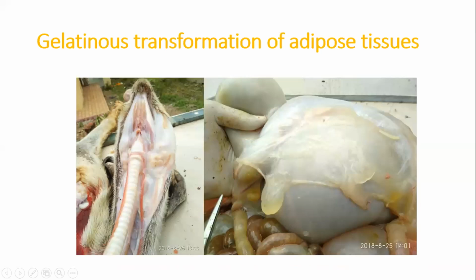Then you can see there is a gelatinous transformation of adipose tissue. If such animals are there, enteropathy is very common and it can be observed in many conditions. So here I am just giving the outline of that pathology.